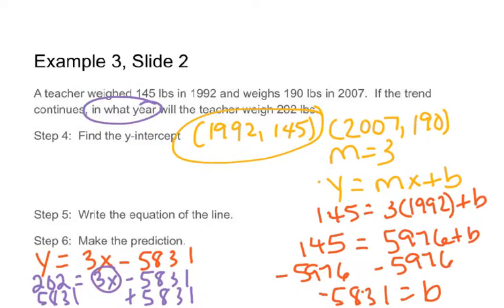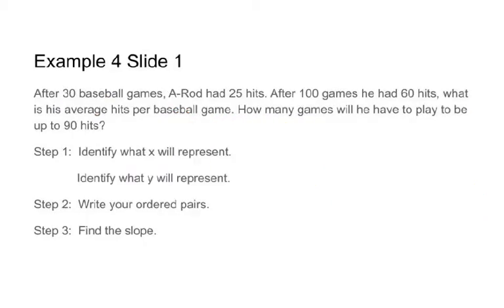So it's going to be 202 plus 5831. So that's going to be 6033 equals 3x. So if I divide that by 3, then in 2011, this teacher would have weighed 202 pounds because they're gaining 3 pounds per year. So those are the steps again for solving these problems.